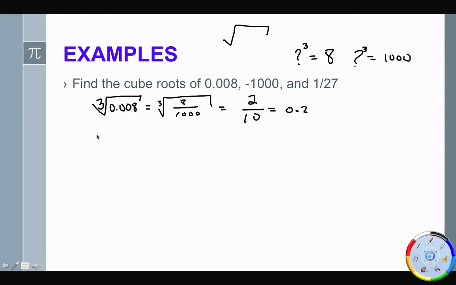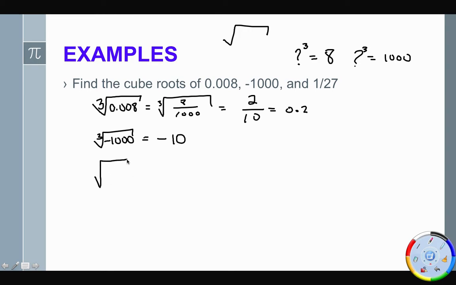Well, if I want to take the cube root of -1,000, because the question is negative, the answer is negative, because the cube root of a negative number is negative. And we just figured out that 10 to the third power is 1,000. So therefore, the cube root of negative 1,000 is negative 10.